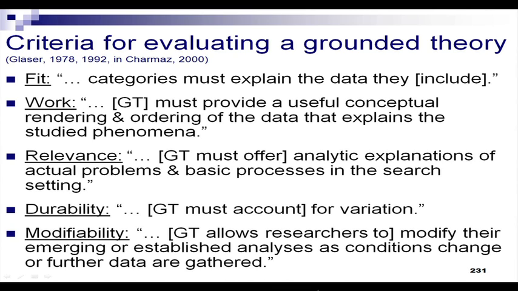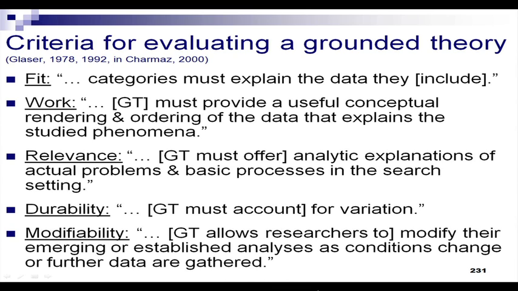The second criterion here is work. Grounded theory must provide a useful conceptual rendering and ordering of the data that explains the studied phenomenon. It's not only categorizing something, we are categorizing the different aspects of the phenomenon, so in order to be able to explain that phenomenon. So if the categorization does not help us explain the phenomenon, then the theory is not as useful as it should be.